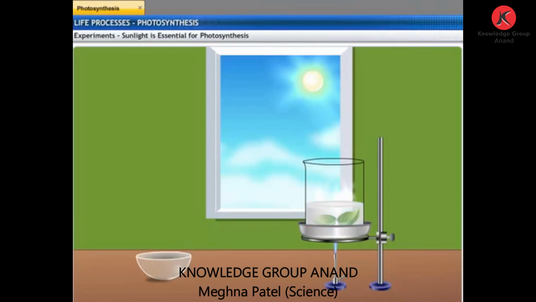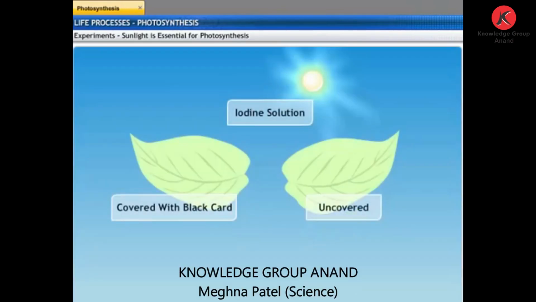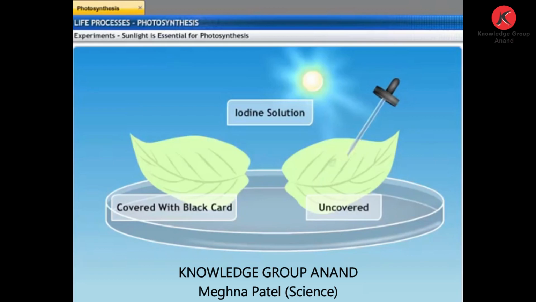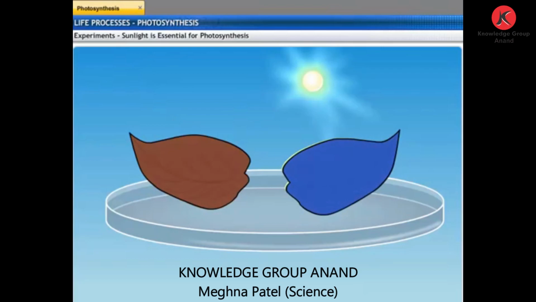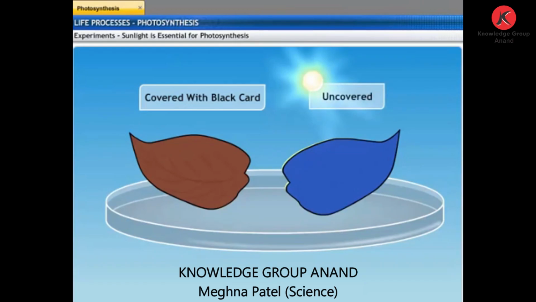Next, boil the leaves in methylated spirit over a water bath till they become pale due to the removal of chlorophyll. You will find that the surface of the leaf becomes hard and brittle. Place the leaves in a dish and pour iodine solution over them. You will find that the leaf which had been covered with the black card becomes brown. The uncovered leaf becomes blue-black, indicating the presence of starch.